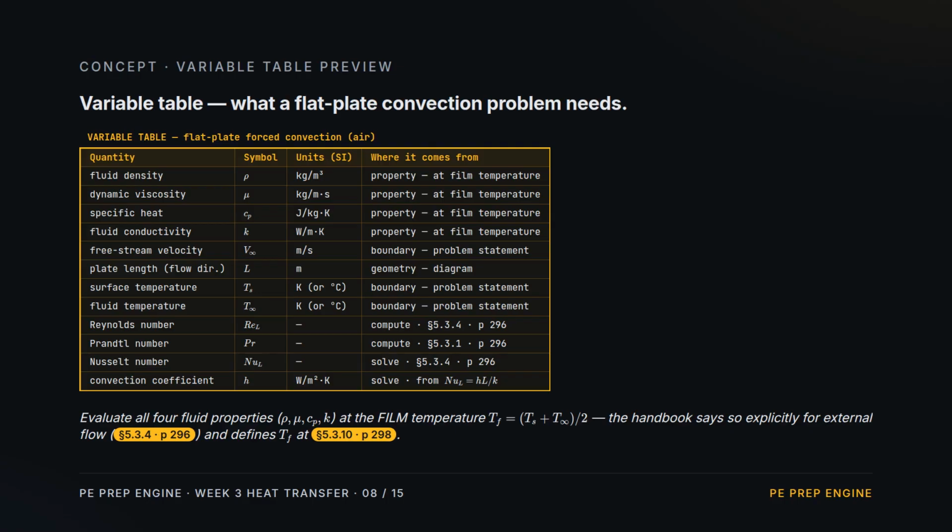The variable table for a flat plate problem, same column shape as the rest of the course. The top 4 rows are fluid properties: density, viscosity, specific heat, conductivity. Then the boundary inputs: free stream velocity, plate length, and the surface and fluid temperatures. The bottom 4 rows are computed and solved for: Reynolds, Prandtl, Nusselt, and finally H. The critical rule: evaluate all 4 fluid properties at the film temperature, the average of surface and fluid.